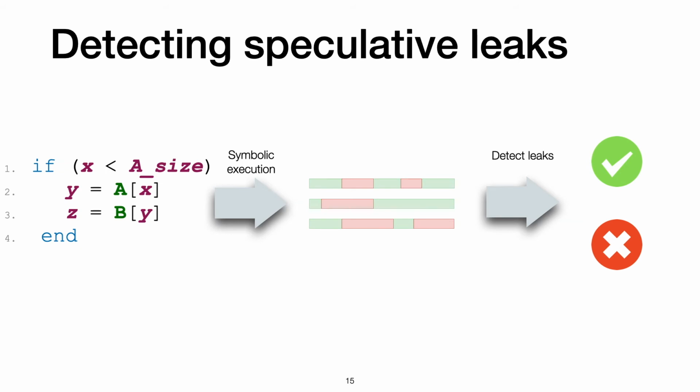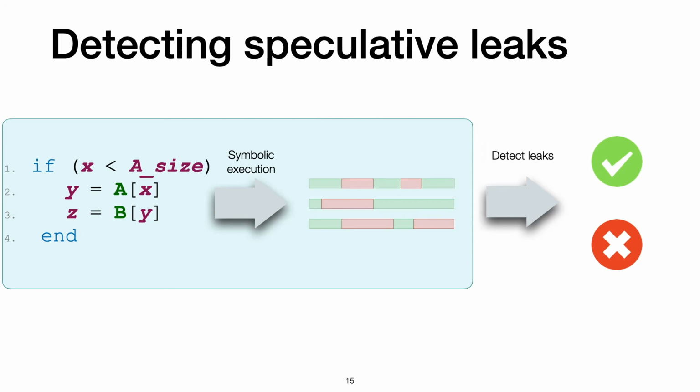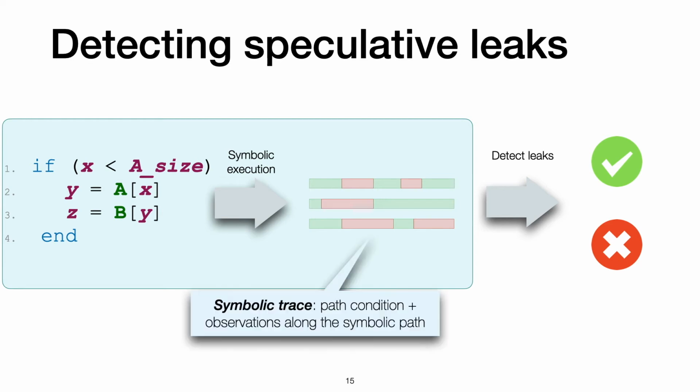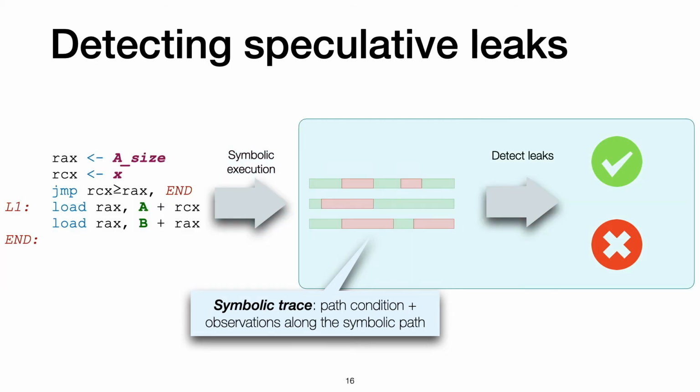Next, let's see how we can automatically detect this kind of leaks. Our approach for detecting speculative leaks works in two steps. First, we symbolically execute the program under the speculative semantics to derive a set of symbolic traces which summarize the program's leakage. Each symbolic trace consists of a path condition and of a sequence of observations along the path. Note that the observations can be produced during speculative execution, the red observations here in the picture, or non-speculatively, the green observations. Next, we analyze the symbolic traces to detect possible leaks.